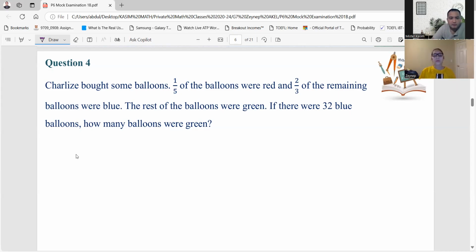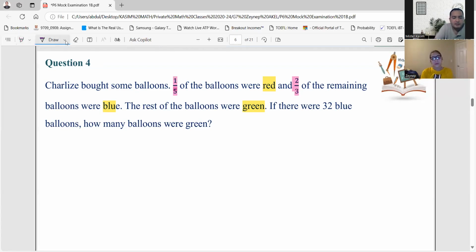Okay, I'll show you one way. So we're talking about how many different colors here? 3. Red and blue and green, right? Okay, now one easy way to solve this question. Look at the fractions denominator. This one is 5 and this one is 3, right? Okay. And now can you tell me what is the smallest number divisible by 3 and 5?